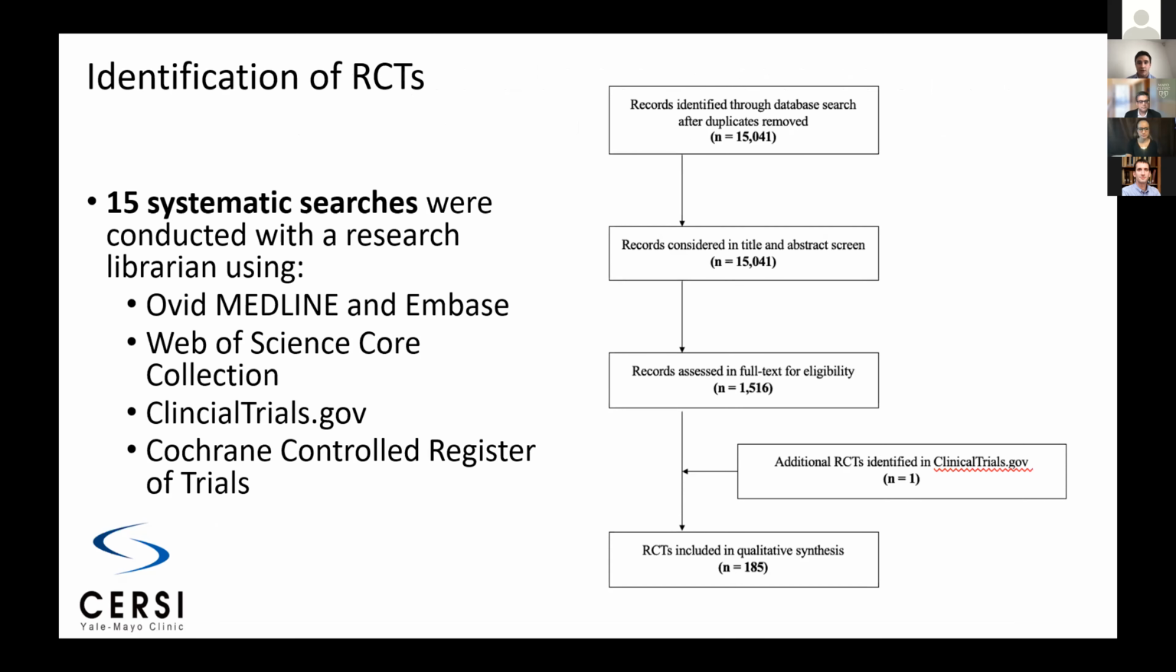Next, a research librarian designed a search strategy, and we conducted the equivalent of 15 systematic reviews, one for each pair of single enantiomer and racemic drugs. Searches were conducted in databases for published papers and abstracts, and we also searched the clinicaltrials.gov registry of trials for any trials which were not published but had results reported online. In all, we identified 15,000 items for our title and abstract screen, and then screened 1,500 of these in full text. In the end, we identified 185 randomized controlled trials for our analysis.